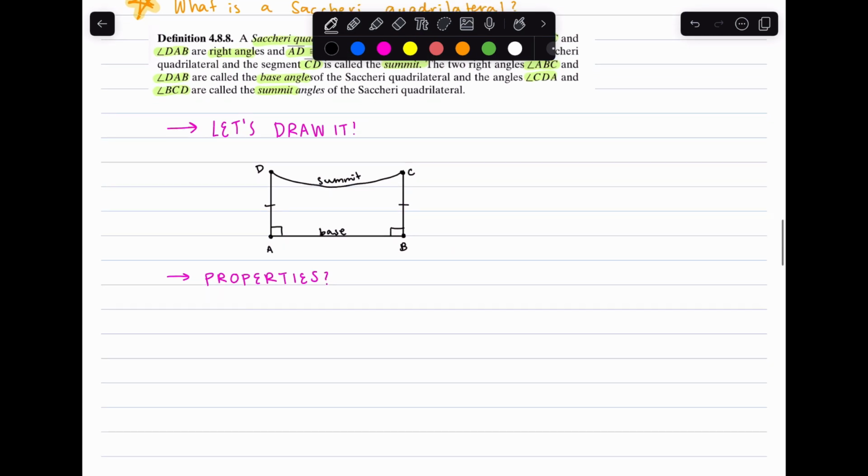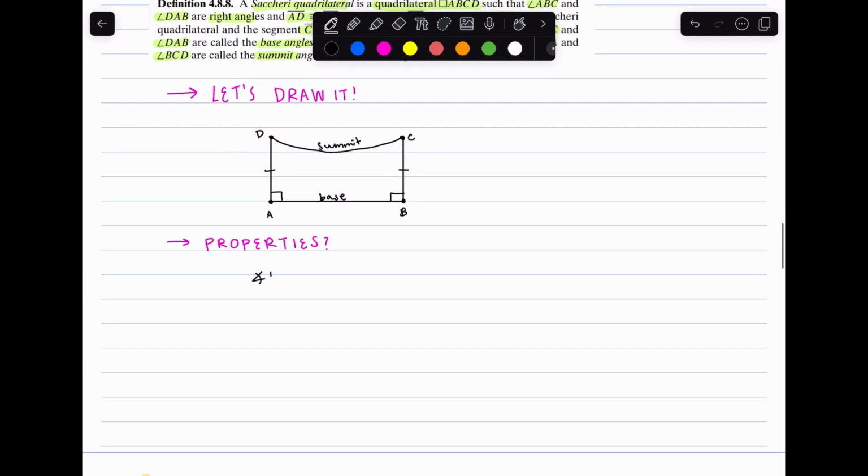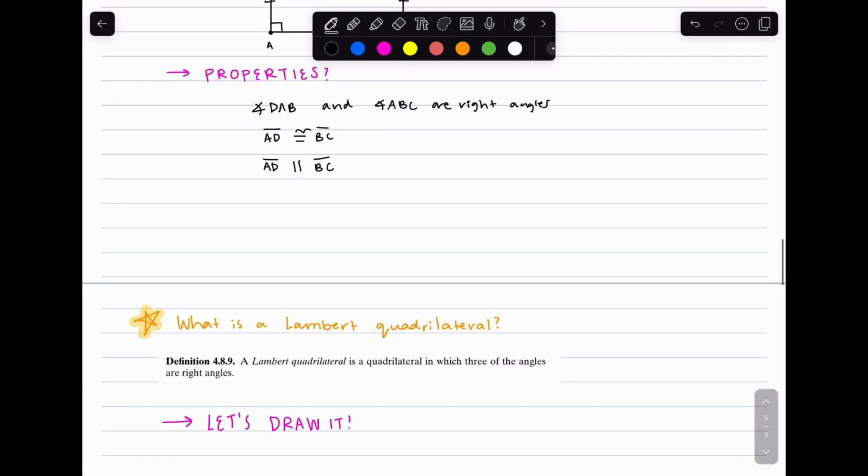So let's look into some of these properties. As we know, DAB and ABC are right angles, and AD is congruent to BC. Now, what else can we see? We can also see that AD is parallel to BC. Okay, let's move on.